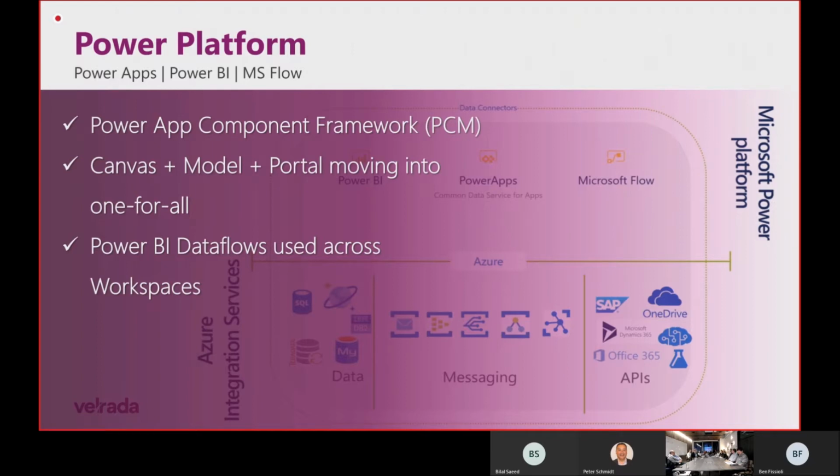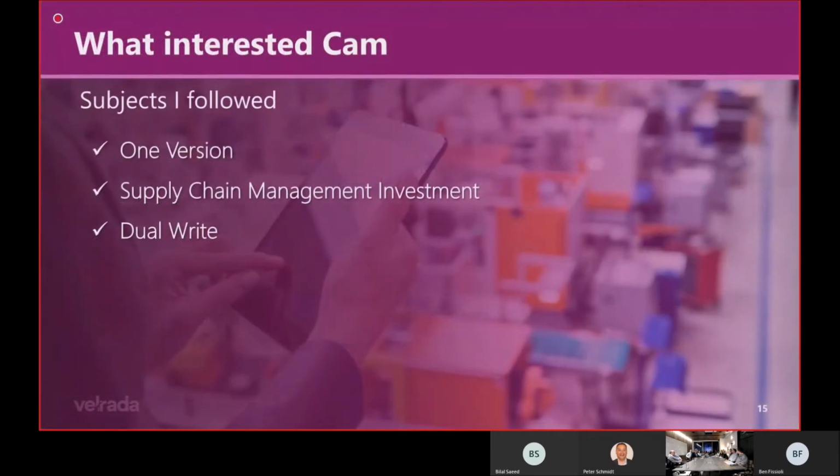I think we get maybe one question on the canvas versus model. What's that going to do to the licensing? Because model-driven apps in P2 cost a fair bit more than canvas. So is P1 something going to change?